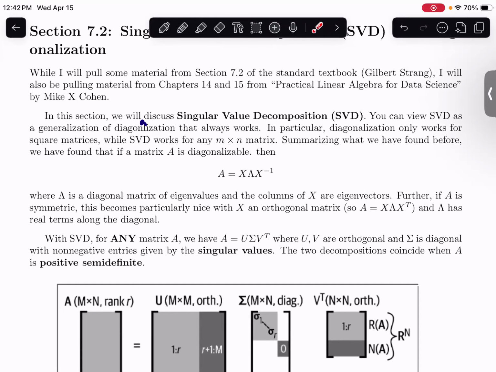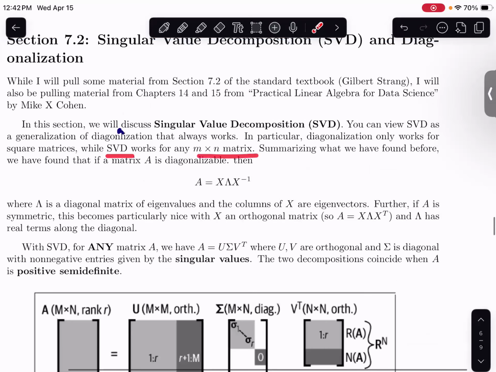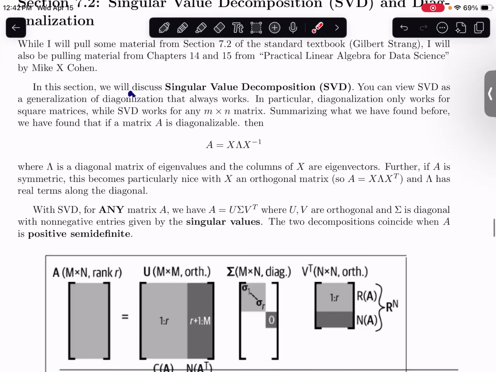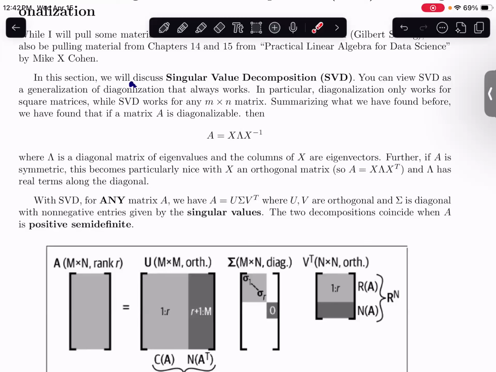So what I'm saying is that diagonalization only works for square matrices, but this singular value decomposition is going to work for any m by n matrix. This decomposition is not going to be quite as nice, in that the conditions we're imposing on the original matrix are going to be less nice. But there is a relation between SVD and diagonalization we'll get into.